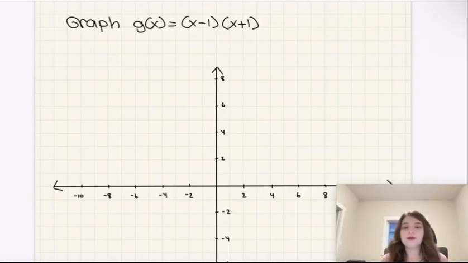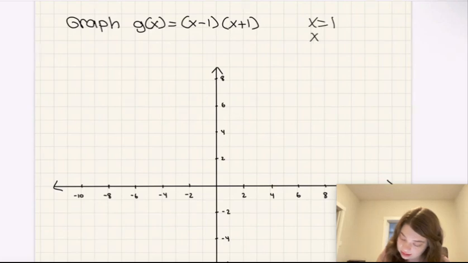Hello everyone, welcome back. Today we're going to be graphing this function, which is in factored form. So first thing we need to do is identify the zeros. So when will g of x be equal to 0? Well, that will occur if x is 1 and if x is negative 1, right?